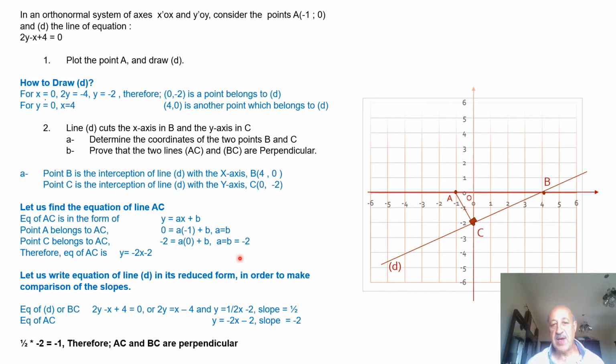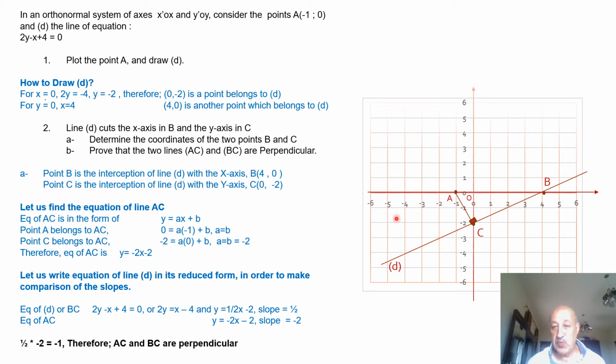So how to find a and b? We take another point. C belongs to AC, C of coordinates (0, minus 2). So (0, minus 2) should satisfy the equation. So minus 2 equals a times 0 plus b. It gives me a equals b equals minus 2. So therefore, the equation of AC is y equals minus 2x minus 2.